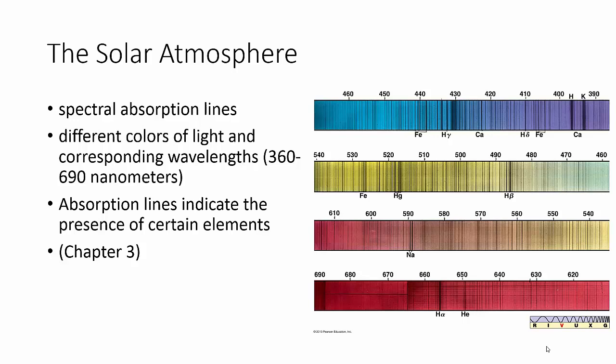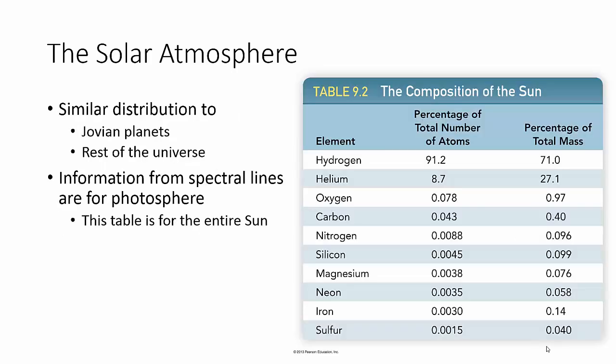No, the solar atmosphere. Okay, so we talked about absorption lines back in chapter 3, and they can indicate the presence of certain elements, and so this is the solar one. All that translates into basically the same stuff that the Jovian planets are made out of: hydrogen, helium.